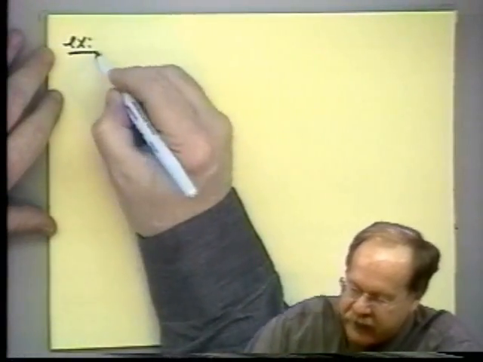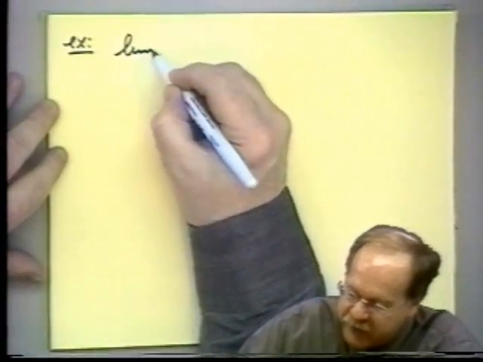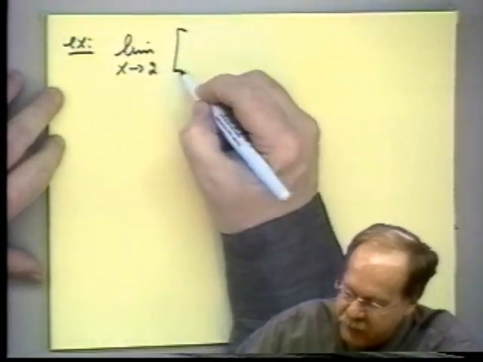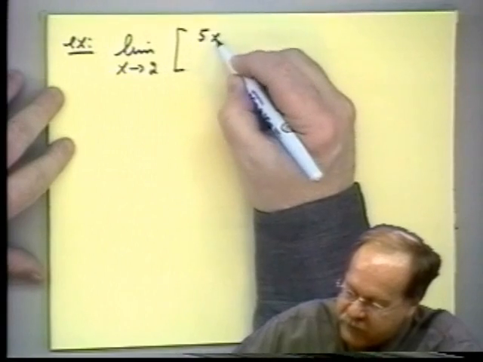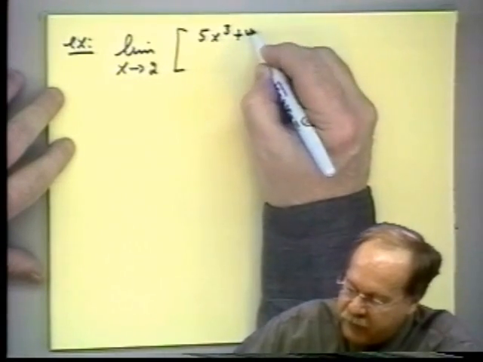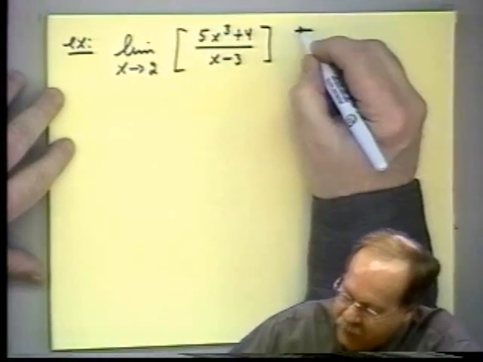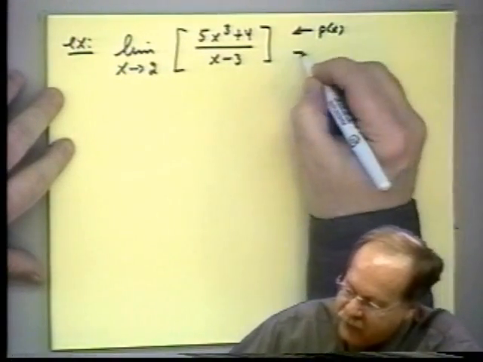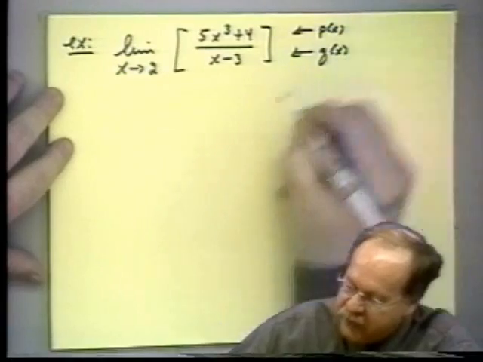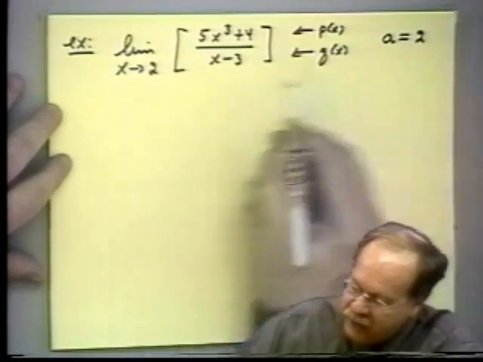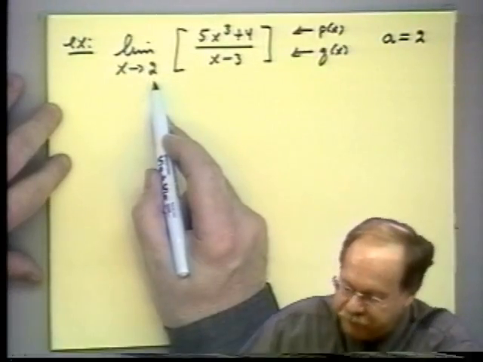So for this first case, let's take an example. This will also give us a chance to work out some problems using limits. Let's take the limit as x approaches 2 of a simple rational function, 5x cubed plus 4 over x minus 3. Now, remember, the top is p of x, the bottom is q of x in our former notation, and here the letter a is 2. That is the letter that x is approaching.